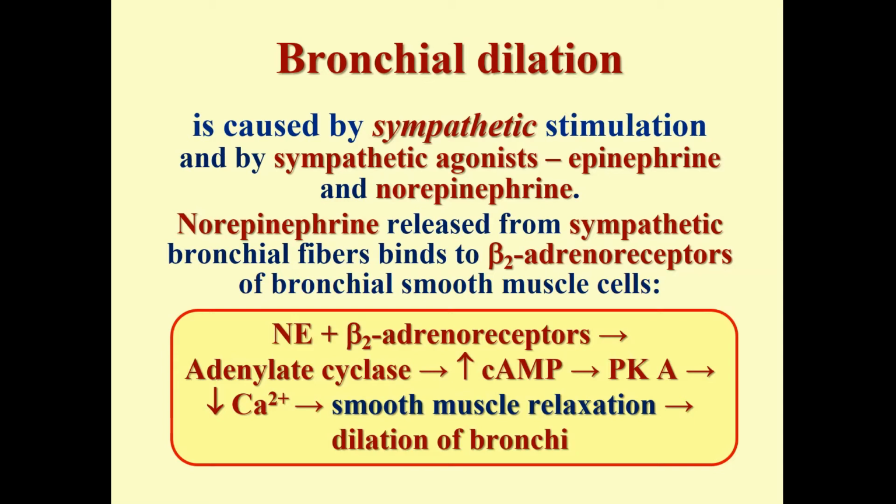So here the mechanism goes exactly the same way as we have in vessels such as coronary vessels and skeletal muscle vessels that contain beta-2 adrenergic receptors. So it results in relaxation of smooth muscles. So when we have physical activity, it's clear we not only breathe deeper and stronger, but also our bronchi become dilated so that more air can pass through these bronchi into the lungs.